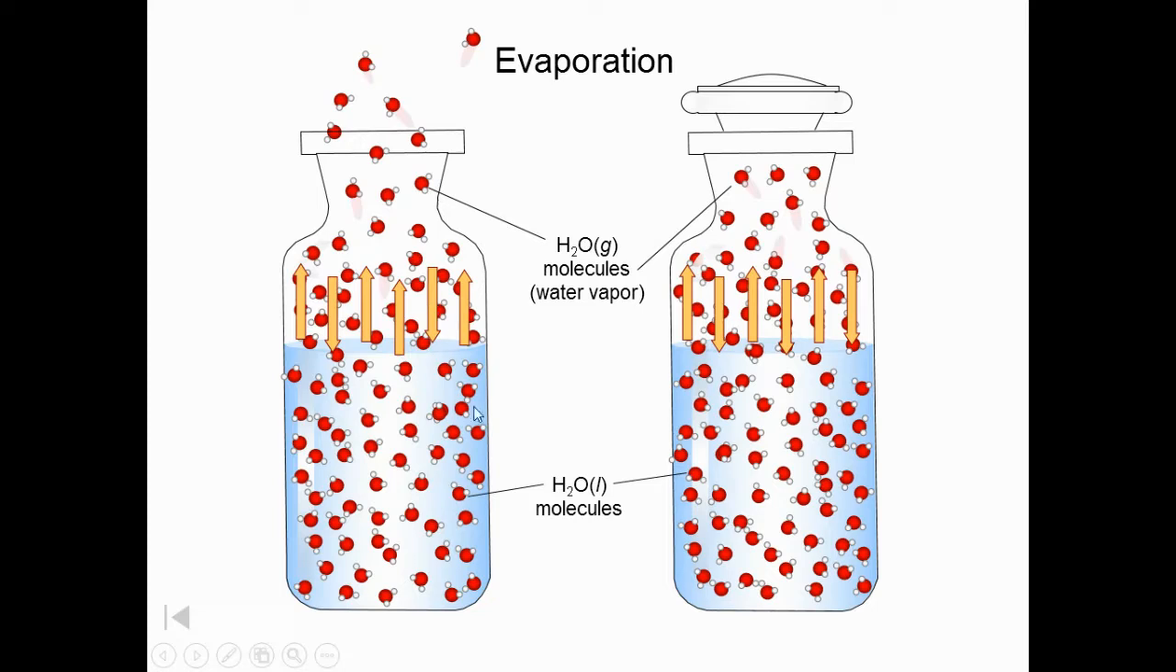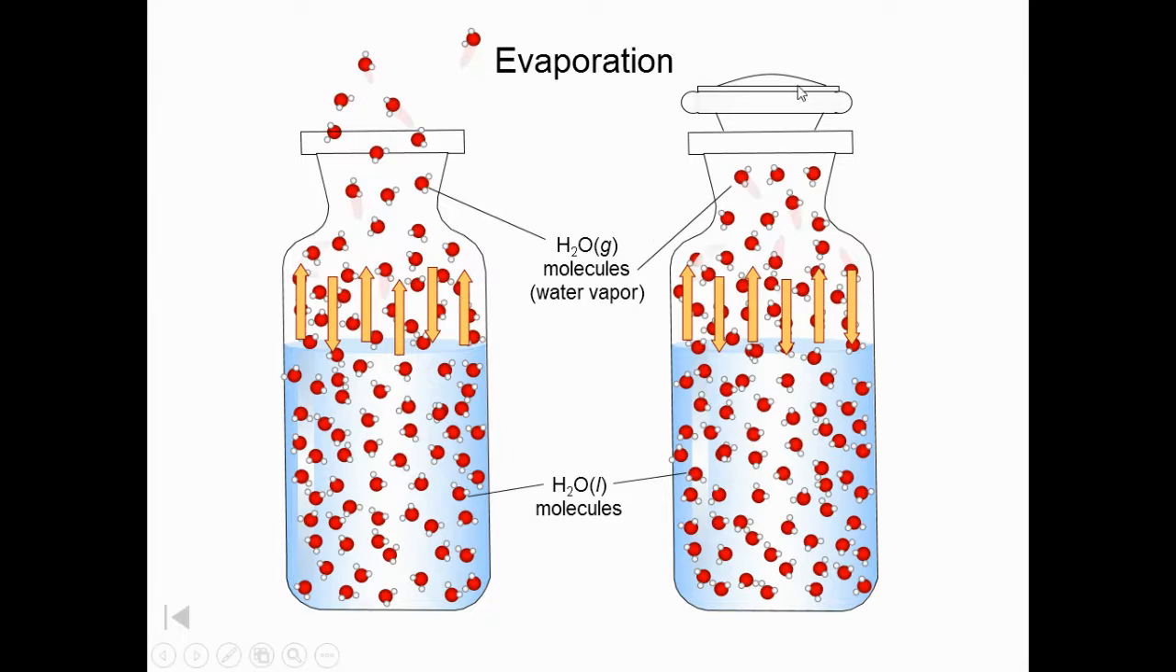On the left side, we see some water in a container, and the water has some of the molecules moving from the liquid state into the gaseous state, and some of them are condensing, going from the gaseous state back into the liquid state. And there's an equilibrium there. So over time, some of the water will slowly escape and evaporate. This is a very slow process.